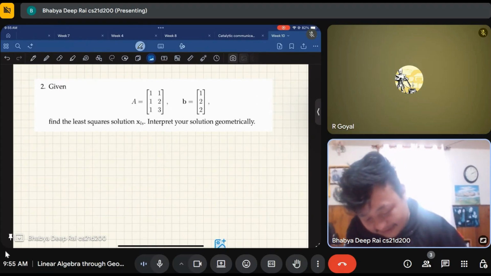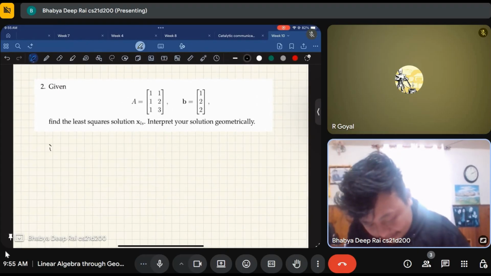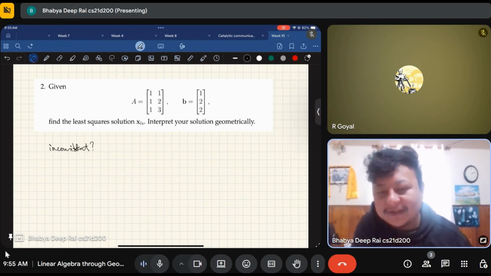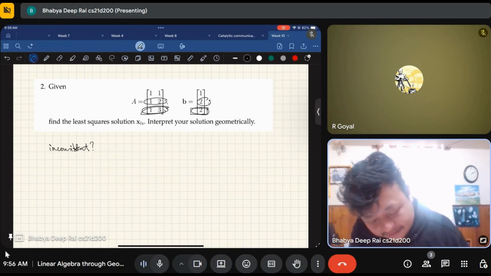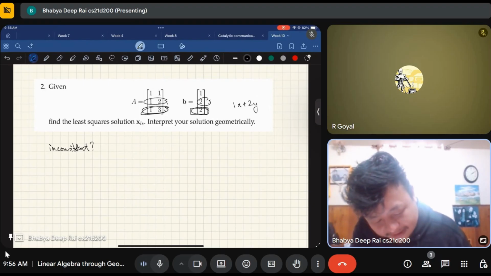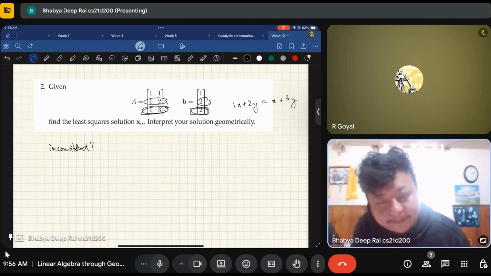So firstly, is this system inconsistent? Let's check that. Even if it's not inconsistent, we can still find least squares, but it makes sense to do it when it's inconsistent, right? So can we see it outright? 1 2 and 1 3 is 2. So this part looks a bit inconsistent, right? 1 2 is equal to 2 and 1 3 is also equal to 2. That would mean that 1x plus 2y equals x plus 3y, right?